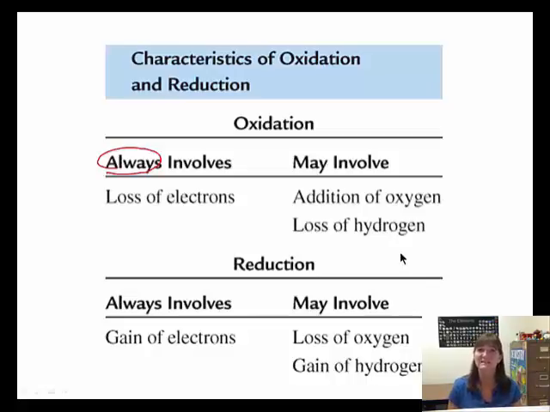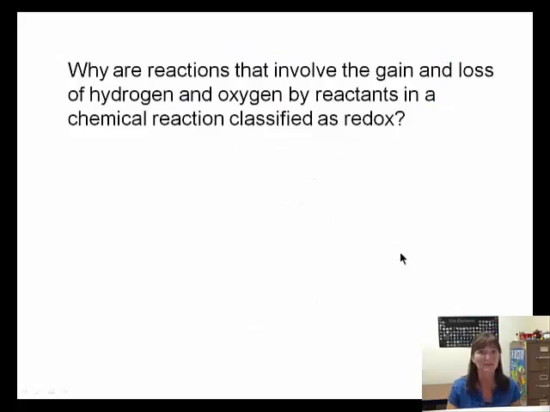It's just harder to see when you have organic molecules, and sometimes it's easier to see if you just look at the oxygen and hydrogen. But to prove to you that there is still a transfer of electrons, I'm going to walk you through this one example. So why are reactions that involve the gain or loss of hydrogen or oxygen considered to be redox reactions?